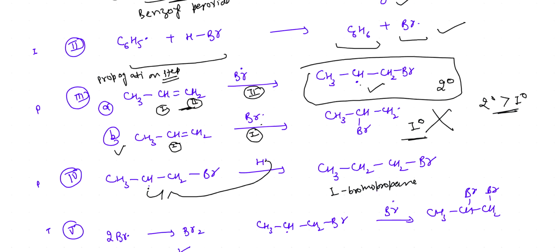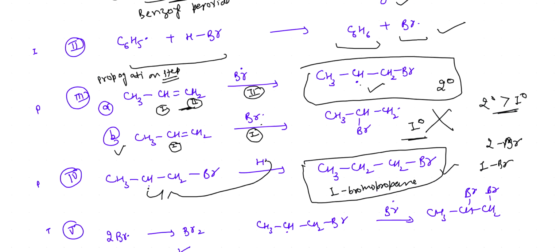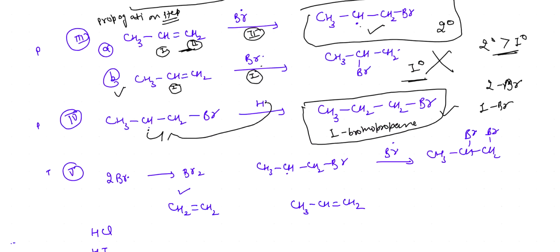According to Markovnikov rule, you should get 2-bromopropane, but in this case you are getting 1-bromopropane. So you have to remember the first condition is HBr. This is only true in case of HBr. The second is, look at the conditions whether benzoyl peroxide or any other peroxide is present in the reaction or not. If peroxide is present, then it will follow anti-Markovnikov rule.